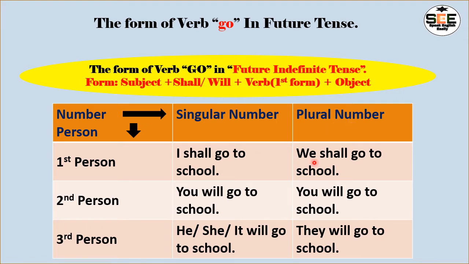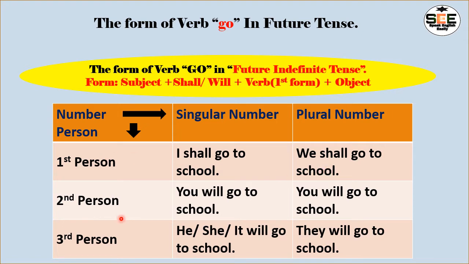Here, first person plural number: we shall go to school. Here we is the subject, shall is the future tense indicator, go is the first form of the main verb go, and school is the object. So we shall go to school.